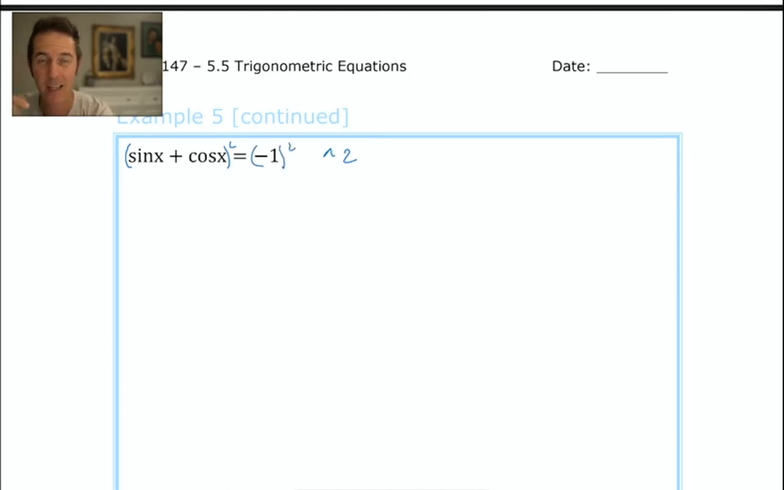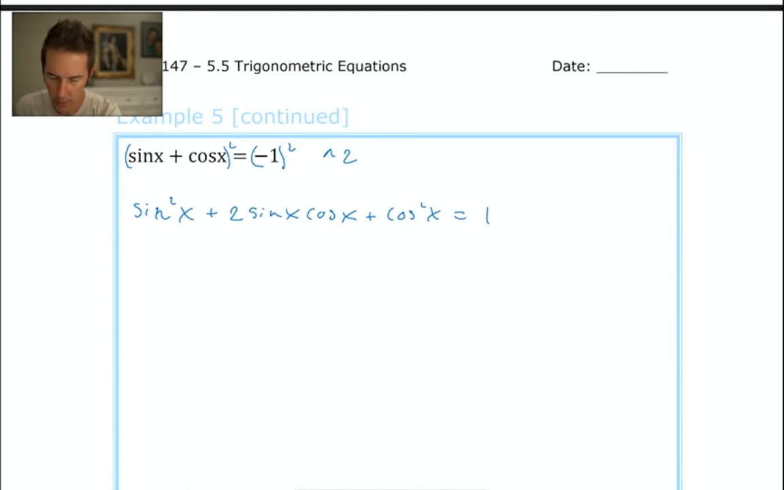Which means on the left-hand side, I need to FOIL and combine like terms. I'm just going to do that in my head, but if you need to write it out, see if you get what I get. You should get sine squared x plus 2 sine x cosine x. That's the O and the I terms. When you combine like terms, you should have sine x cosine x plus sine x cosine x, which gives you 2 of them. And then the L in the foiling process should give you a cosine squared x. Squaring a negative 1 on the right-hand side of the equation gives you a positive 1.